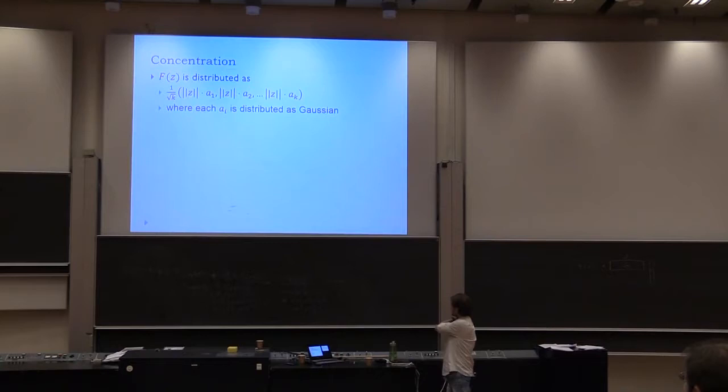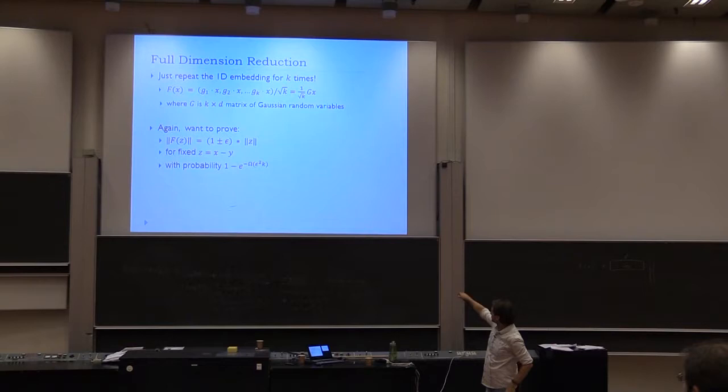So again, I won't fully prove this, but I'll show you essentially why this is true. If we repeat this one-dimensional embedding k times, then essentially we will get concentration such that the failure probability is exponentially small in k. Concentration.